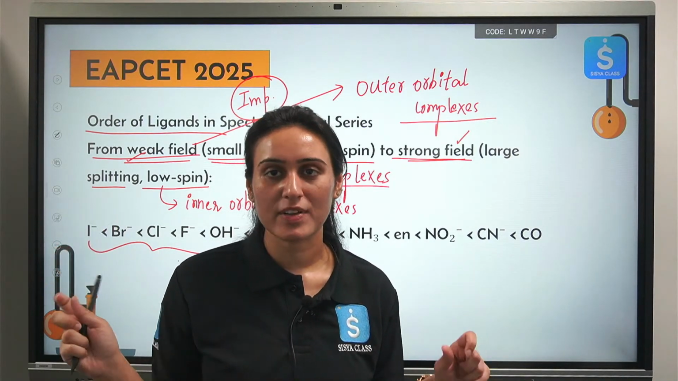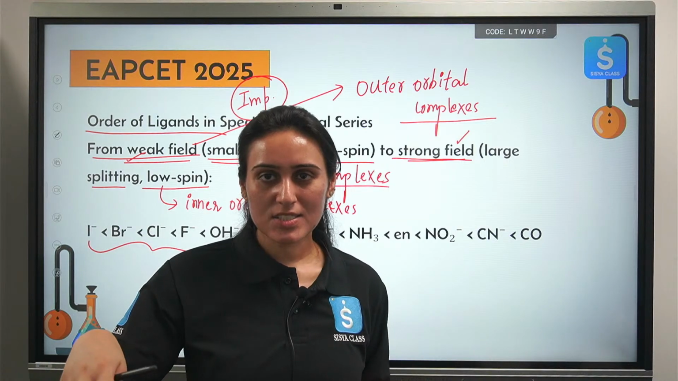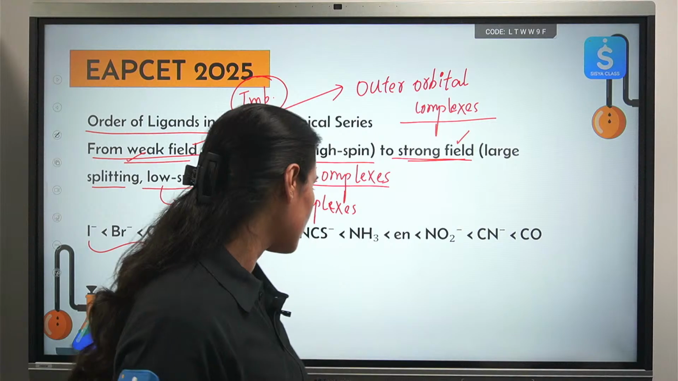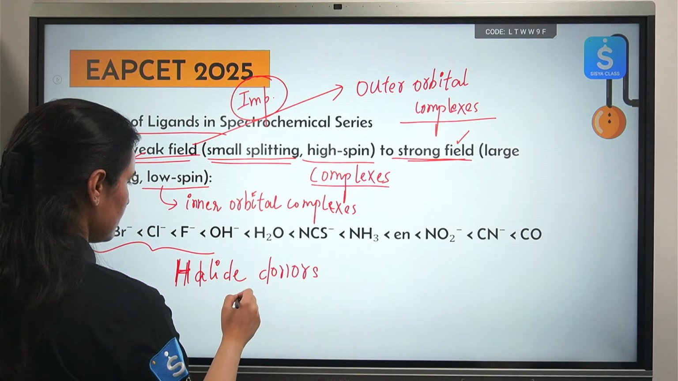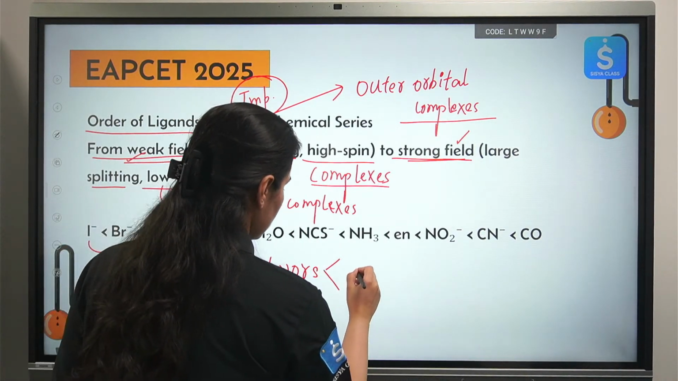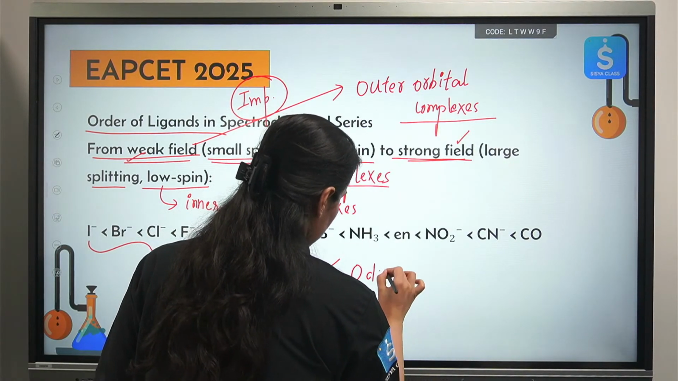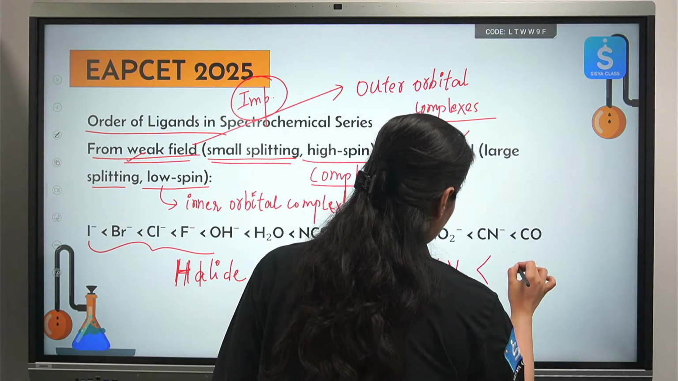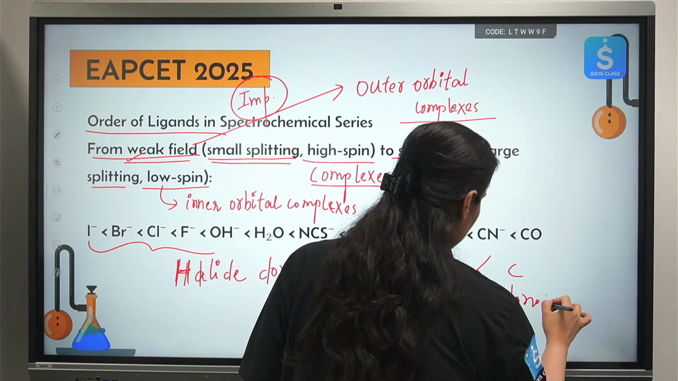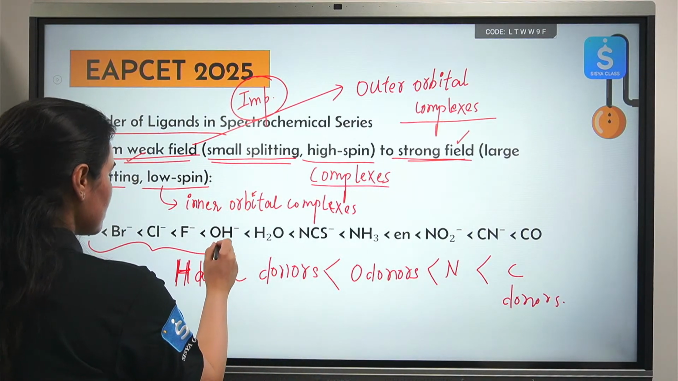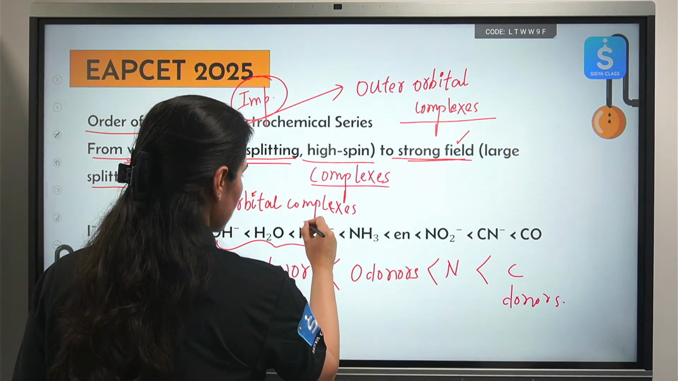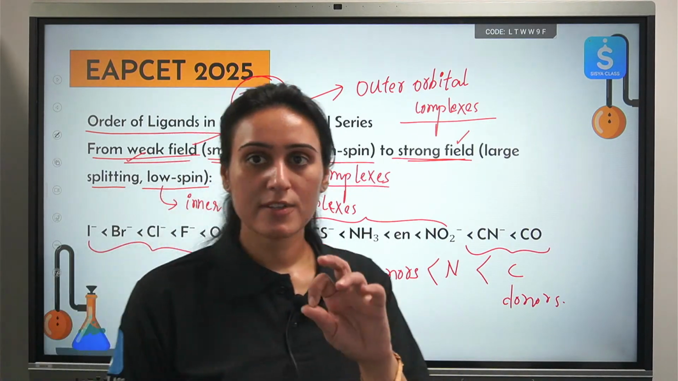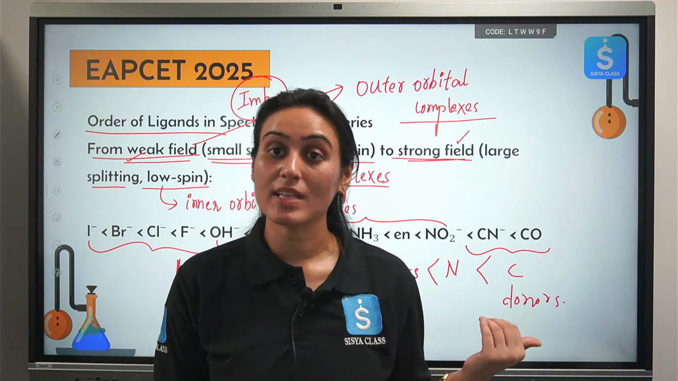Carbon donors will be your strong field ligands, nitrogen donors also. Oxygen donors and your halide donors, we consider them to be our weak field ligands. But you should remember the individual ligands also. That can be asked to you directly as well. We will solve certain questions in which you have to arrange these ligands based on their strength.